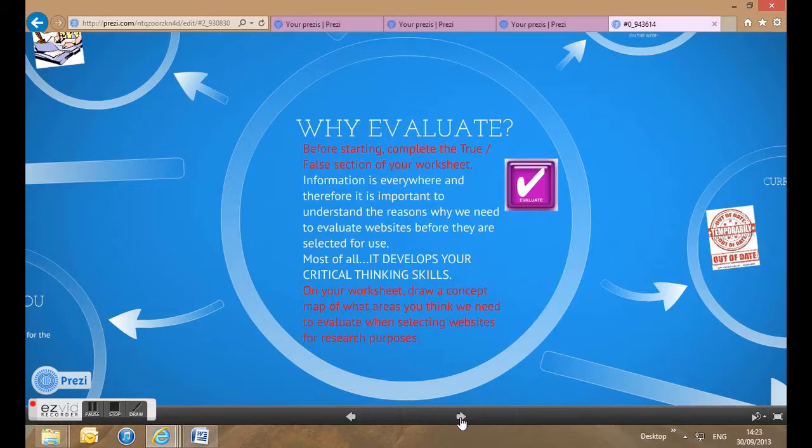Number 3. Website accuracy is the most important concept when evaluating websites, true or false. Number 4. Is everything you read or see on the web true or false? We are constantly being bombarded with information that is everywhere, and therefore it's important to understand the reasons why we need to evaluate websites before they are selected for use. Most of all, it develops our critical thinking skills.